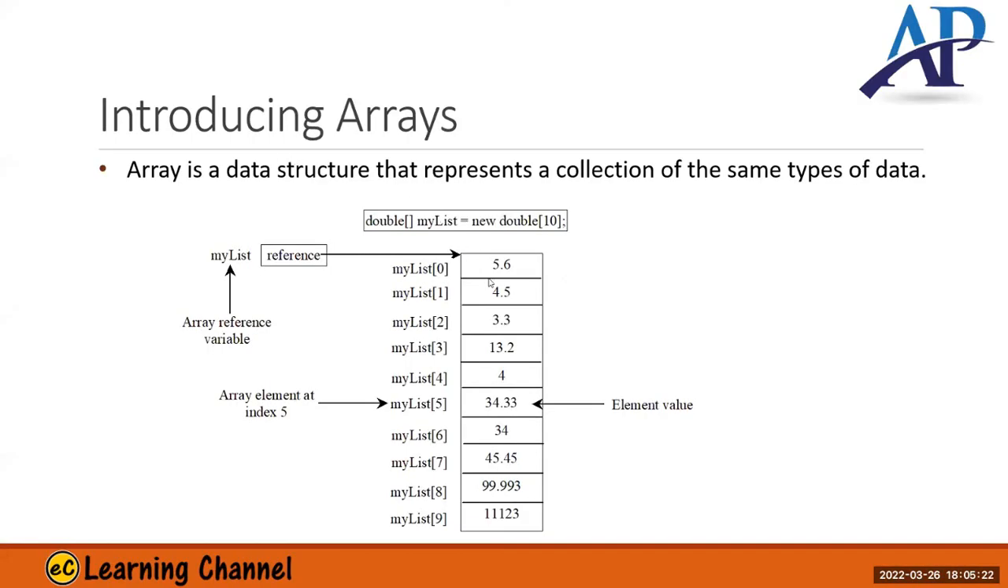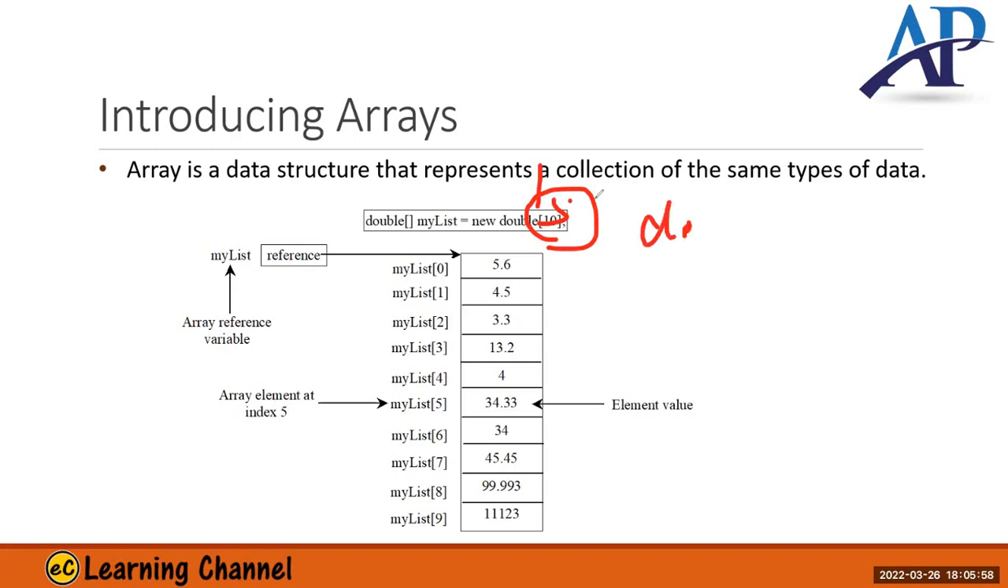An array is a collection of data of the same type. So we say double[] myList equals new double with 10 elements. This one is creating an array, and there are 10 elements in total. But because of the 10 elements, you cannot save it to the stack, because you specify 10 elements, or next time maybe only 5 elements.